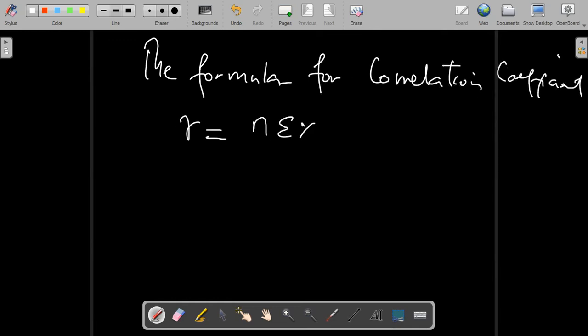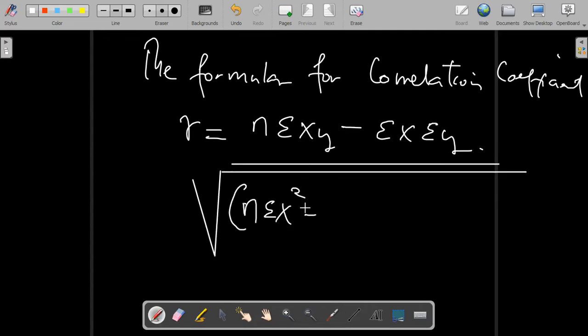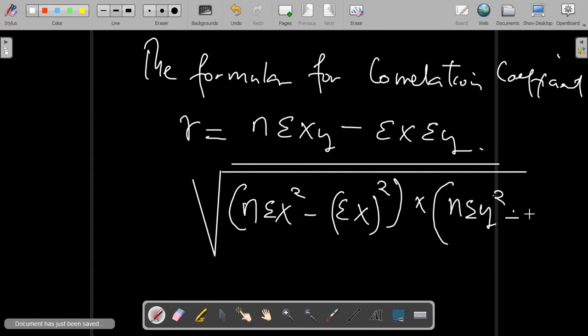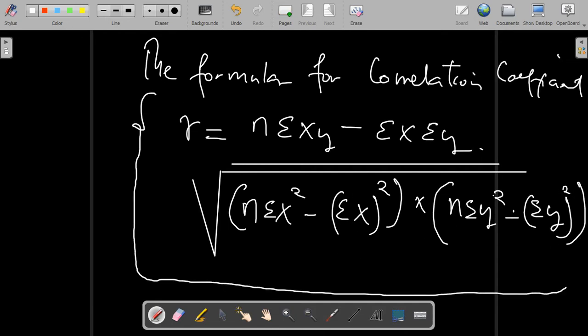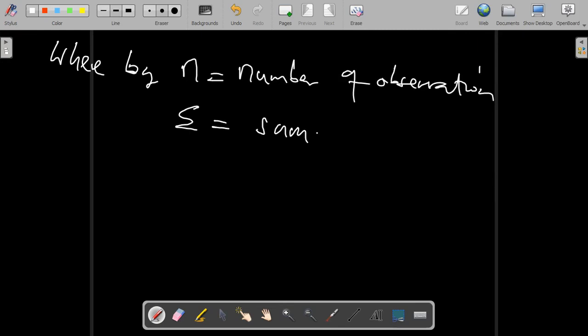So let's look at the formula for how we calculate the correlation coefficient. The correlation coefficient R is equal to the number of observations times the summation of xy, minus the summation of x times the summation of y, over the square root of the number of observations times the summation of x squared minus the square of the summation of x, times the number of observations times the summation of y squared minus the square of the summation of y. So that is the formula for how to calculate the correlation coefficient. You may ask yourself, what is n? N is the number of observations, and Σ is the summation.